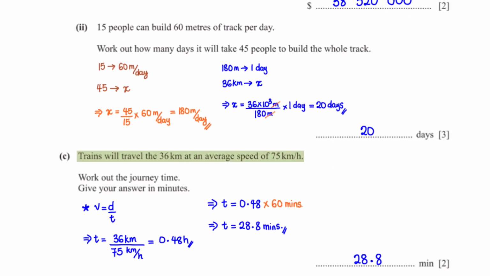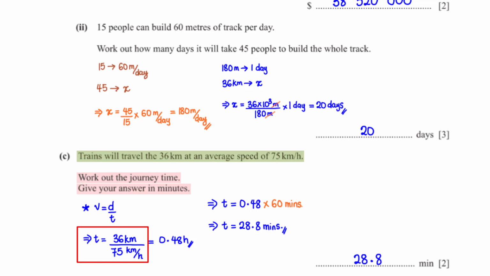Trains will travel the 36 kilometers at an average speed of 75 kilometers per hour. Work out the journey time. Give your answer in minutes. We know that speed equals distance traveled divided by the time taken to cover the distance.